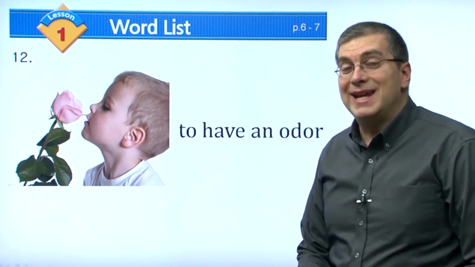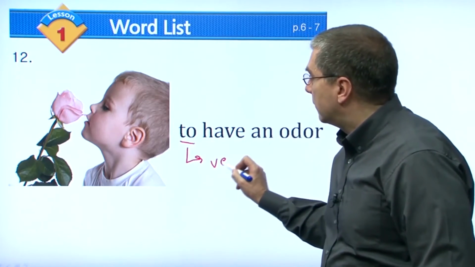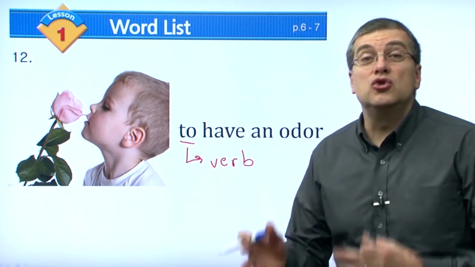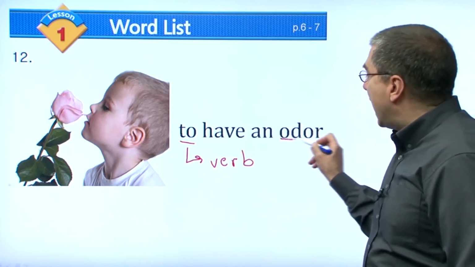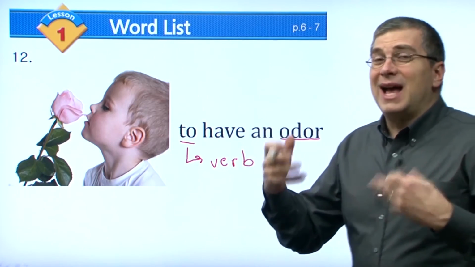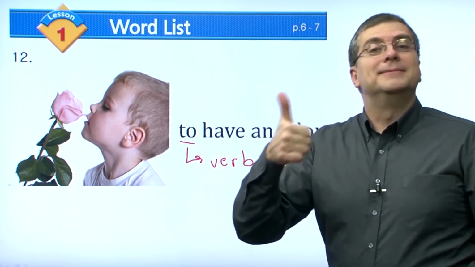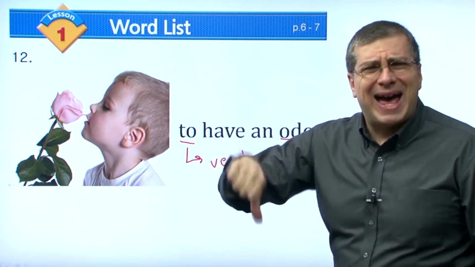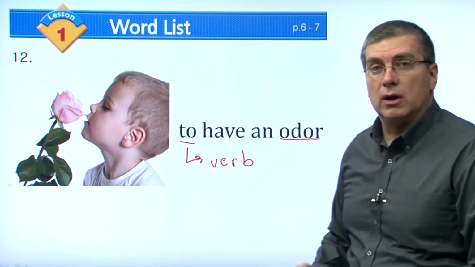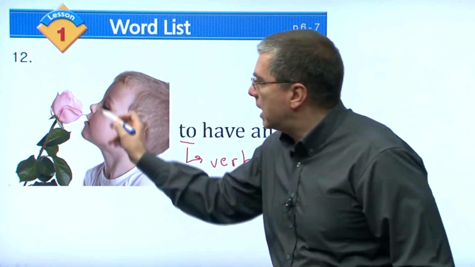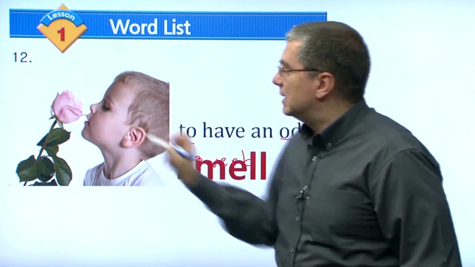Okay, our next word is a verb. To have an odor. That's a verb, right? When we say to do something, we're talking about a verb. To have an odor. An odor means I can sense it with my nose. Right? There are good odors. That's nice. And there are bad odors. 냄새 나빠요, right? Bad odors. So, to have an odor, what is the word? We say that this is smell. To have an odor is to smell.